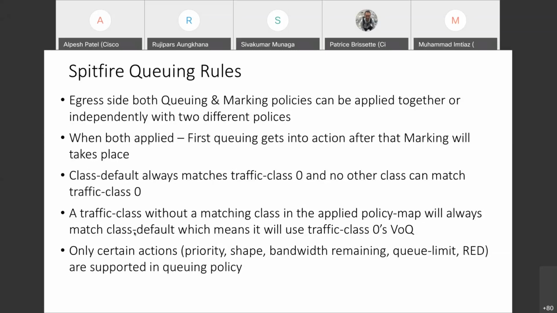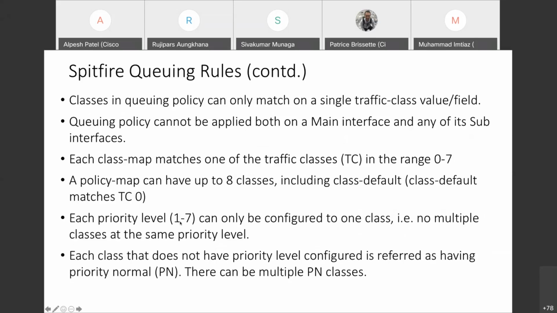Class default always matches on traffic class 0. We cannot change that fact. So on a class default, you match on traffic class 0. If you match on traffic class 0 and try to put the priority class on that, it won't work. A traffic class without a matching criteria or without a matching class will be sent to the default class. I think that's pretty straightforward, no-brainer there. Only certain actions, which are priority, shape, bandwidth remaining ratio, queue limit or WRED, are supported in the queuing policy. Again, there's nothing new here.